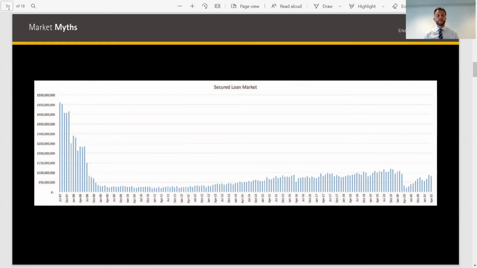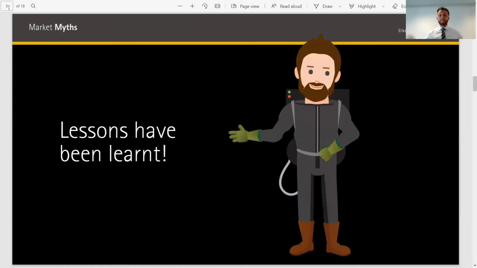Really a product that is suitable for a wide range of people. If you're looking at a remortgage, you're looking at a further advance, you really should be considering a second charge in that same conversation. Won't be suitable for every customer, but neither will a remortgage, especially if they've got ERCs to pay at this point in time. So big point here is lessons have been learned. That market that existed back in 2007, 2008 simply doesn't exist today. It's a much more prime focused product range, populated by PRA regulated banks.